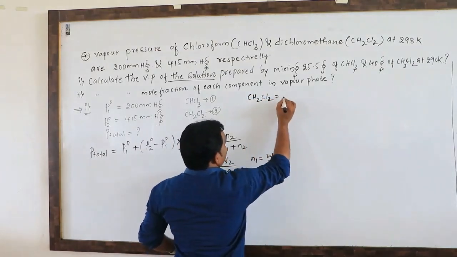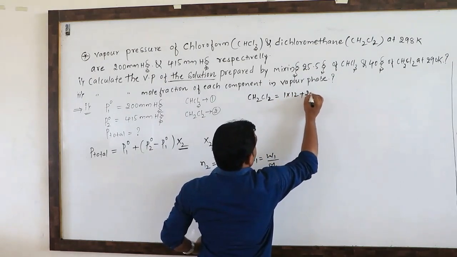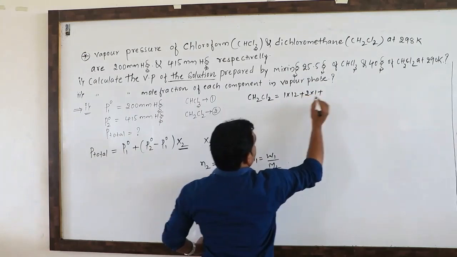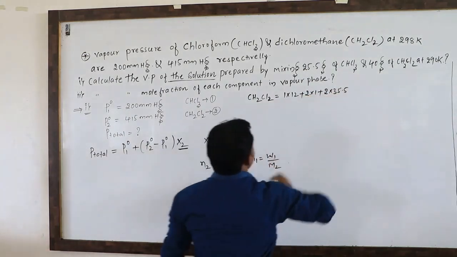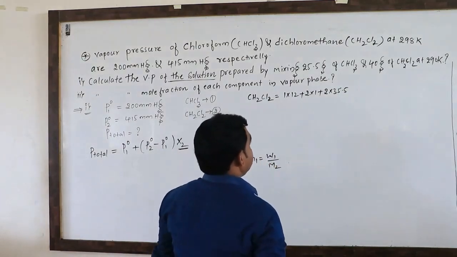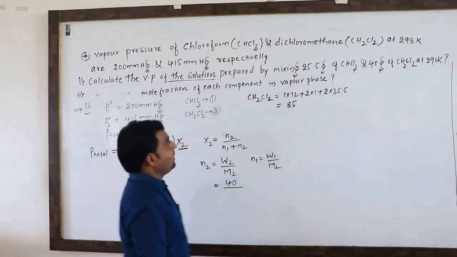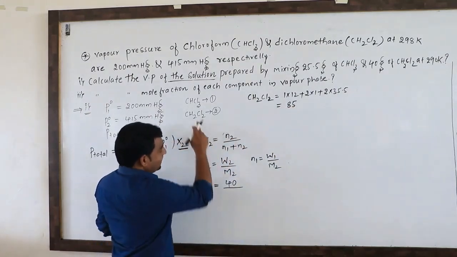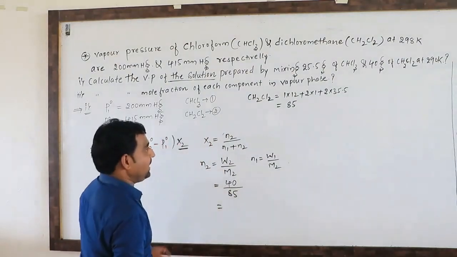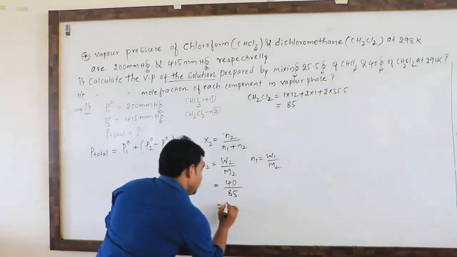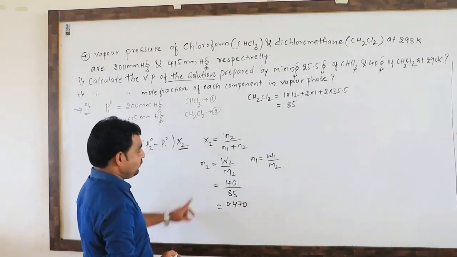How many carbon atoms are there? 1 carbon. So 1 into 12 plus 2 into 1 for hydrogen, and 2 chlorine atoms, 2 into 35.5. The molecular mass of CH2Cl2 is 85. So 40 divided by 85 is 0.470. There is no unit for the mole fraction.